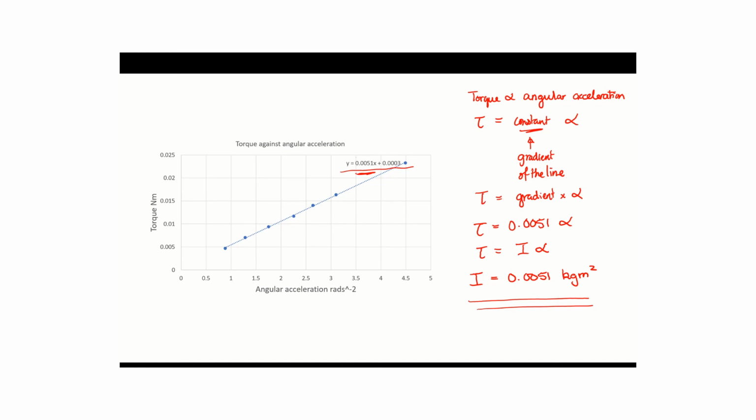The important things you need to be able to do is measure the tension force and the radius, so that you can get the torque, and then measure the distance of the fall and the time, so you can calculate the acceleration of the falling mass and hence get the angular acceleration. That's the end of this video.